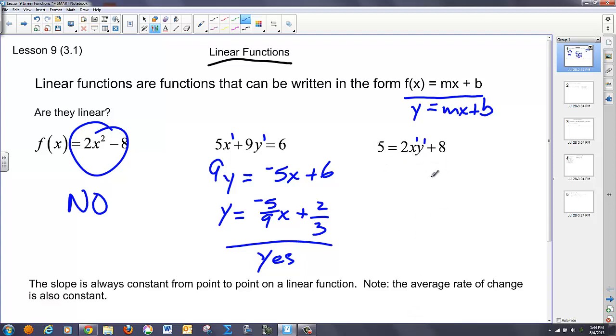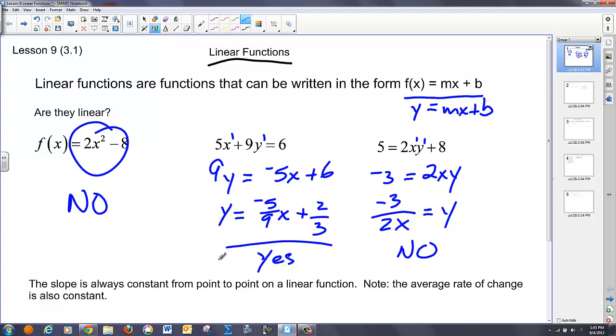Let's test it out, solve for y. In this case, I have 2xy equaling a negative 3. In this case, I need to get y by itself, so I'm going to divide by 2x. And since x is in the denominator in this case, that's not written in the form of y equals mx plus b because x is in the numerator. So this again is a no.